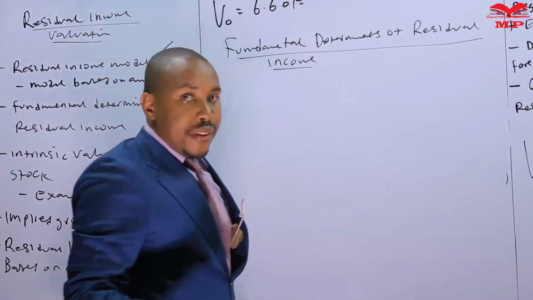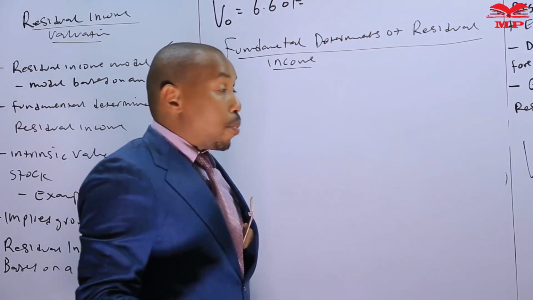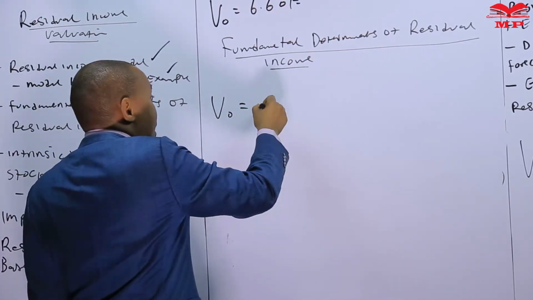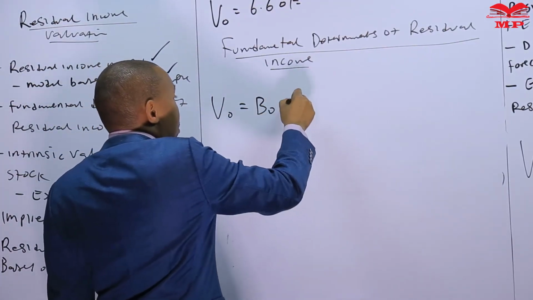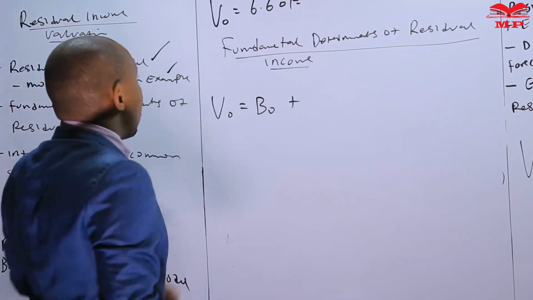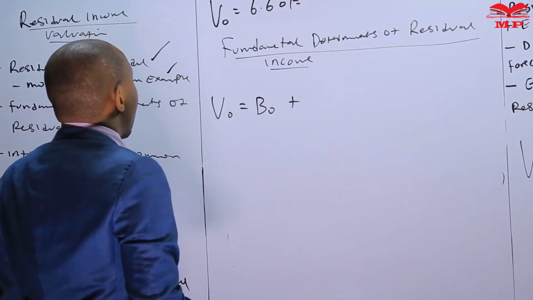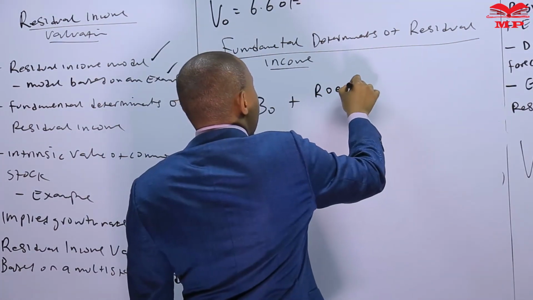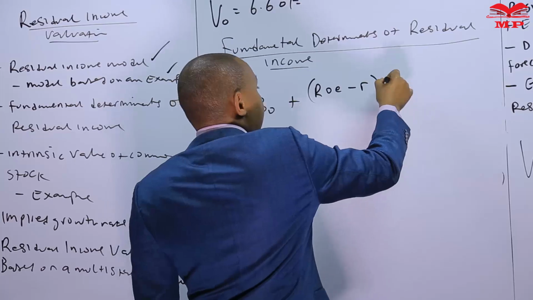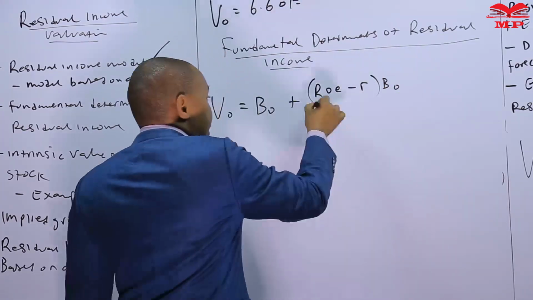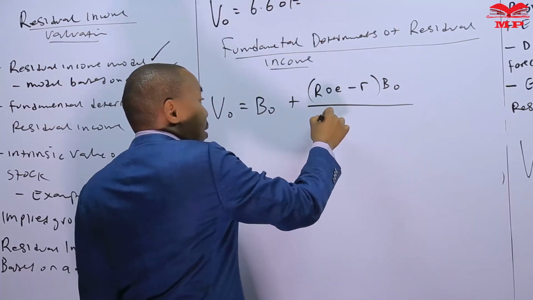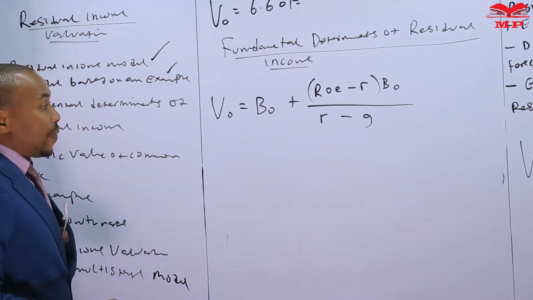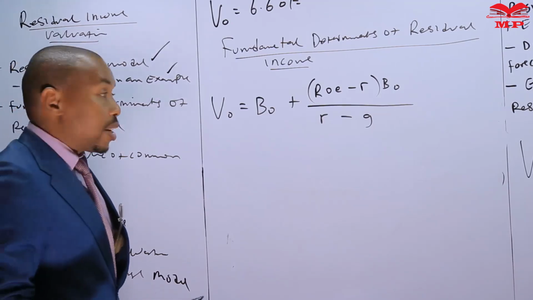Now, in trying to identify the fundamental determinants, what is important is that we need to know that the value of a share is given as B naught plus the present value of future economic profits. So we say ROE minus R times B naught discounted against R minus G. This is what we call the fundamental determinants of residual income.